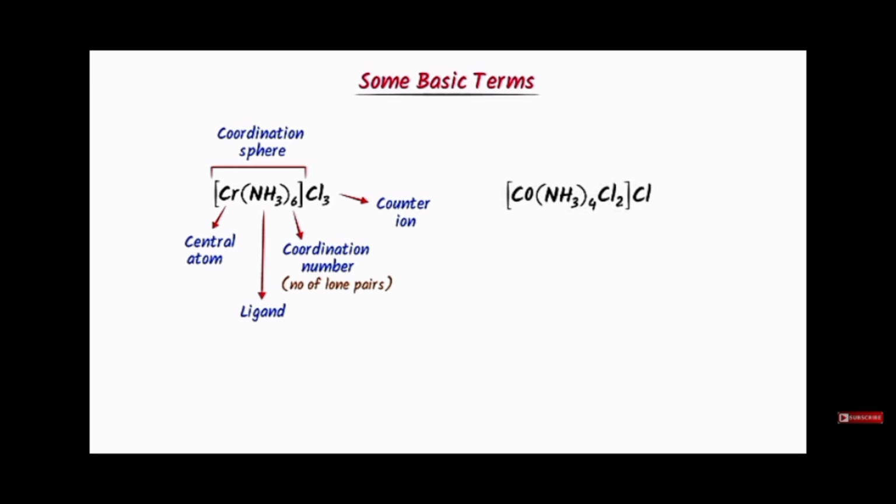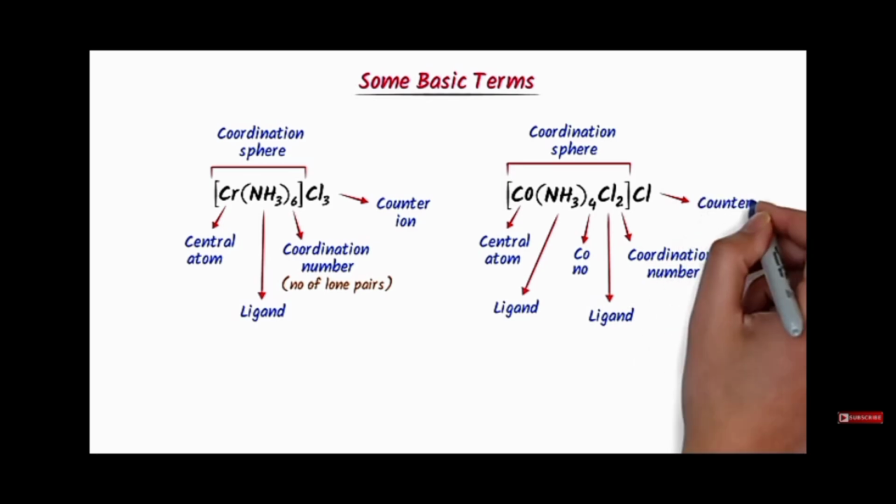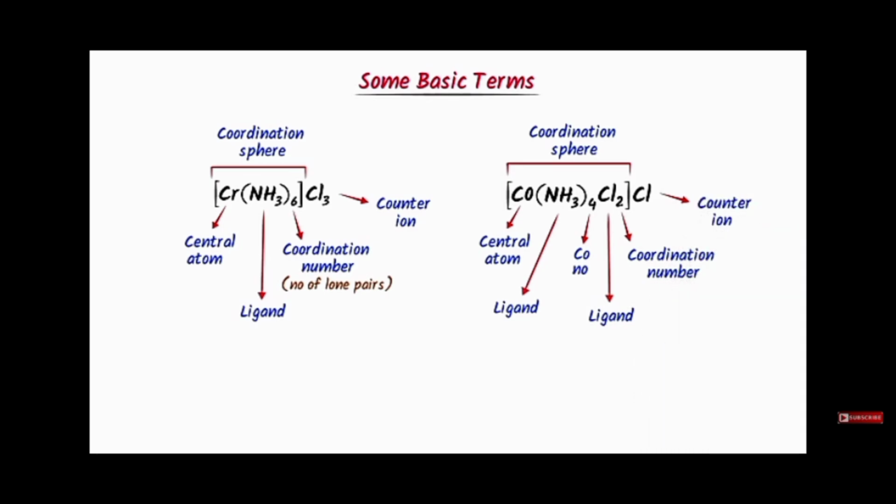Secondly, consider this complex compound. Here, cobalt is a metal atom and we call it the central atom. This chlorine is a ligand. This 2 is the coordination number of chlorine. This NH3 is another ligand and this 4 is its coordination number. This whole thing in the square bracket is known as the coordination sphere or coordination entity. This chlorine outside the square bracket or coordination sphere is called the counter ion. Thus, note down all these basic terms of coordination compounds.